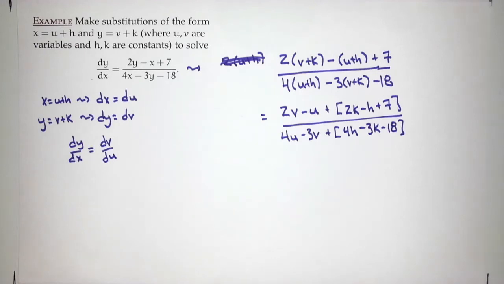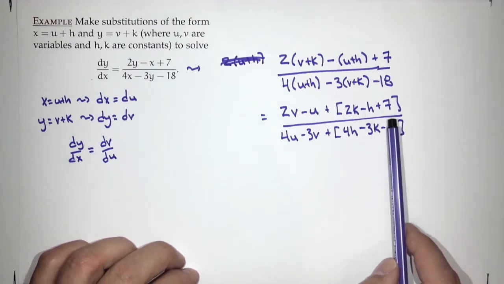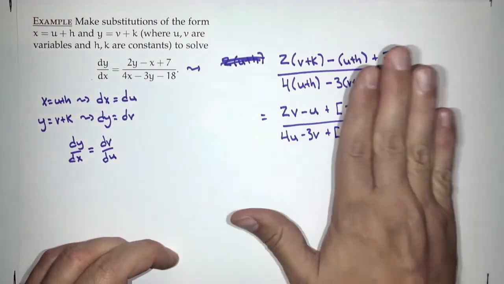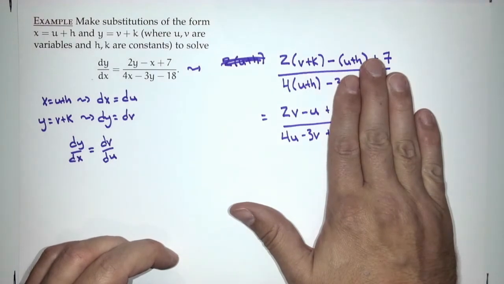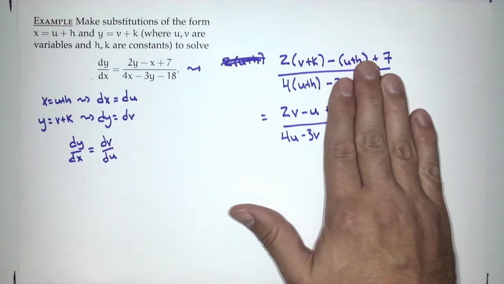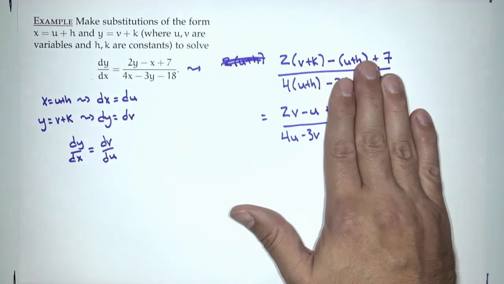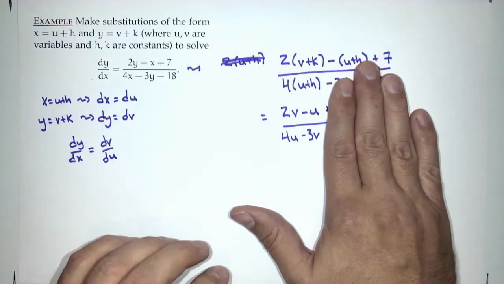Well, what would we like to be true? That 2k minus h plus 7 is equal to 0 and 4h minus 3k minus 18 is equal to 0. So there's a suggestion that says, hey, I'd like these things to be 0. In other words, I want it to look like that. Well, why does looking like that make us be like, yes? Well, what's good about this? It just involves the variables. Yeah, it's simpler. It just involves variables. In fact, it's even really good.